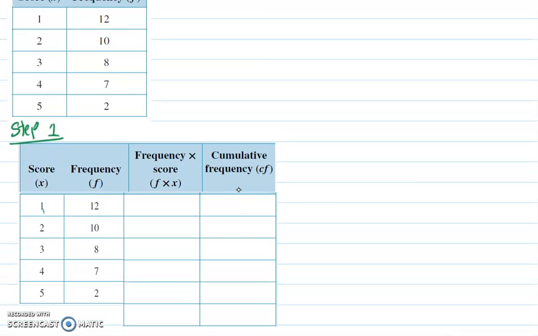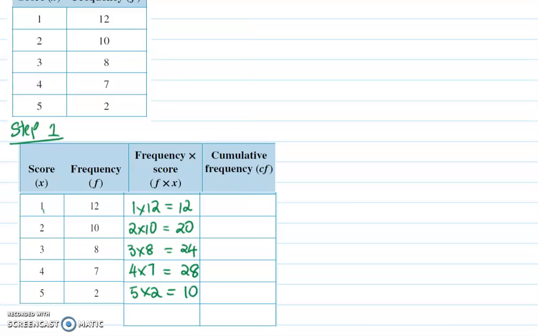1 times 12 is 12, so we write 12 over here. 2 times 10, so I'm just going to write this down in brackets. That gives us 20. 3 times 8, that is 24. Just rewrite this so that this is in line, which is 1 times 12. 4 times 7, that's 28. 5 times 2, and that is equal to 10. Now that gives us a total of 94.